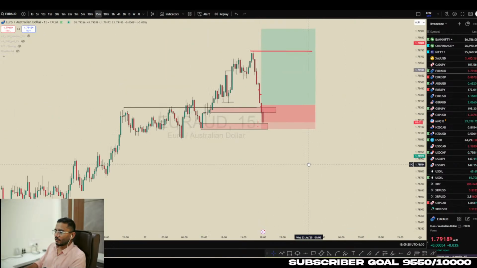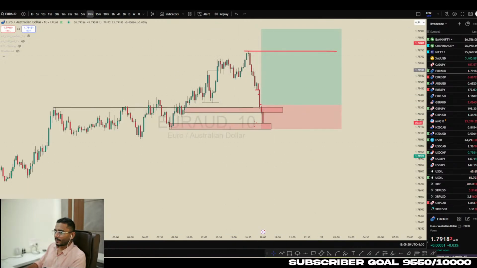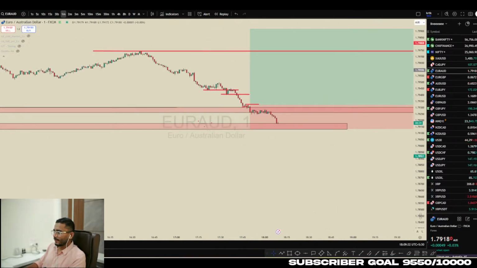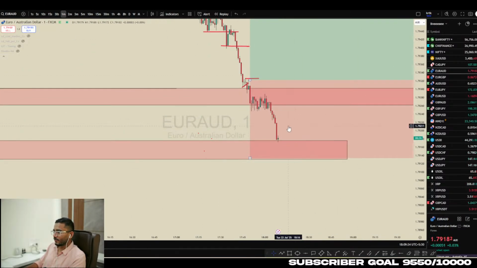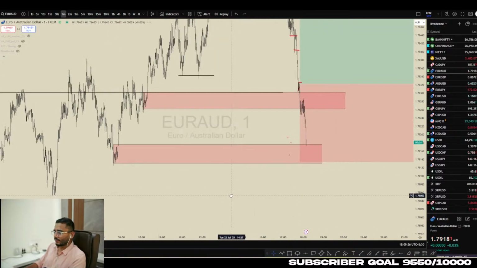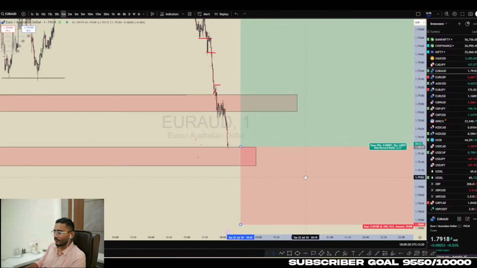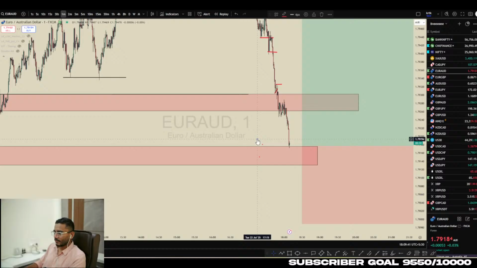Let's see what Euro is doing. Euro AUD. As I said, price is still not giving any sign of bullishness. Let's see if this reacts on this third order block. We want price to create some kind of structure before entering. So here, price has just tapped our order block, and this is not a confirmation.